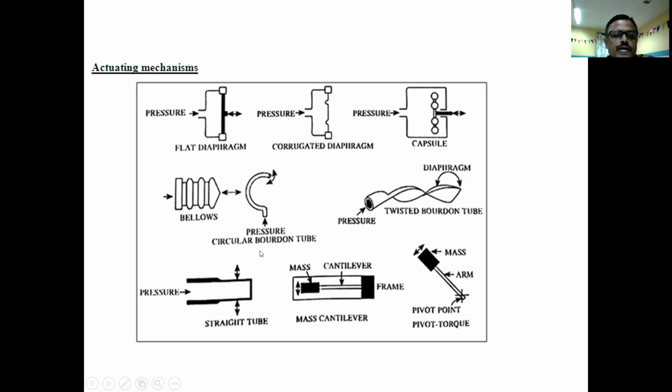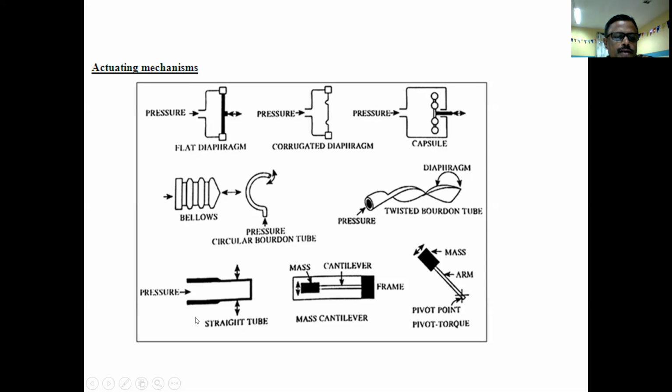We have got the same arrangement for pressure also. It is a circular Bourdon tube. This one is a circular Bourdon tube. So pressure is the input here and we are having the displacement for the Bourdon tube. We have got different types of Bourdon tubes. This is a twisted Bourdon tube. This is the pressure that is applied here, and the displacement.